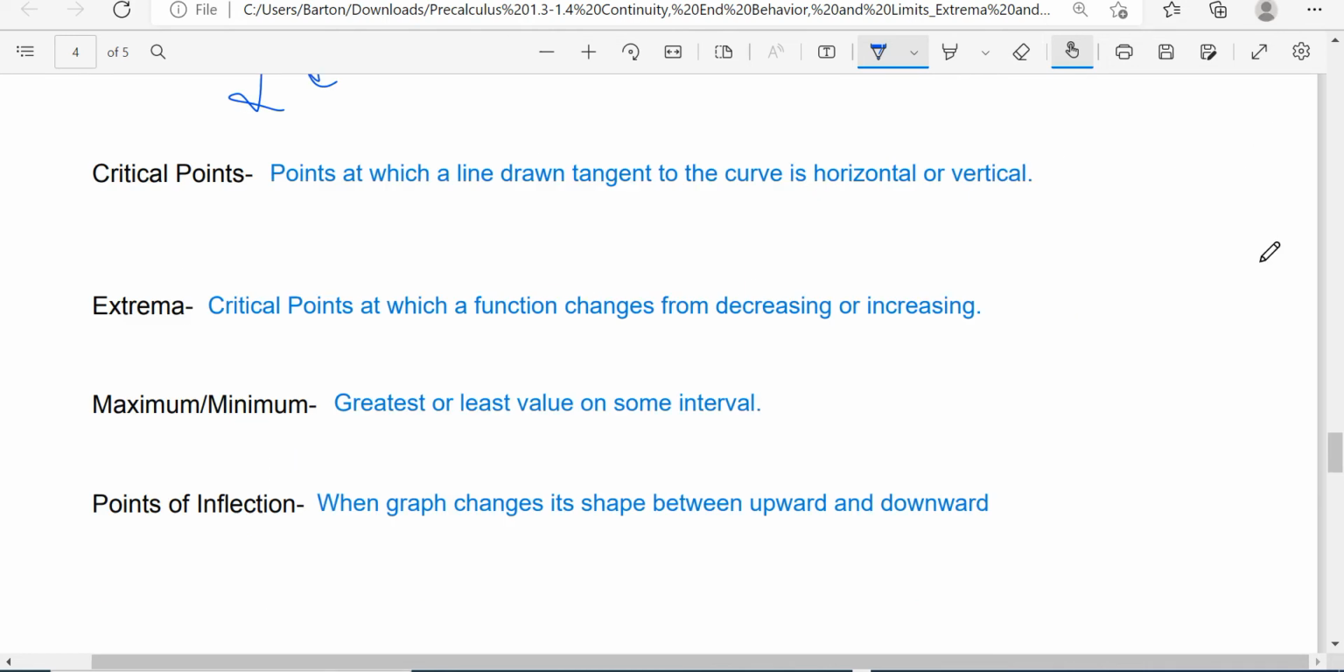These are four important definitions you need to write down. Pause this video, write them down. Some are pretty straightforward, like max and min, greatest and least value on some interval. Also, points of inflection. Points of inflection are less obvious. You know how whenever a parabola faces up, it has that little curve shape? That's when it's facing upward. And whenever the parabola is facing downward and has that certain curve shape, that's facing downward. So a point of inflection is when it's changing from upward to downward or vice versa.